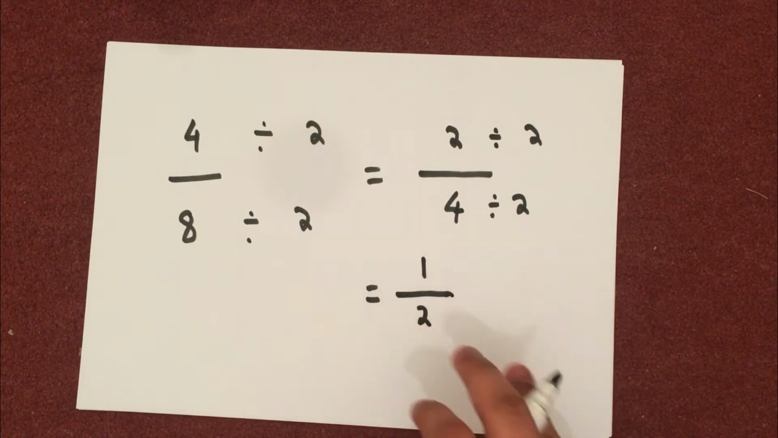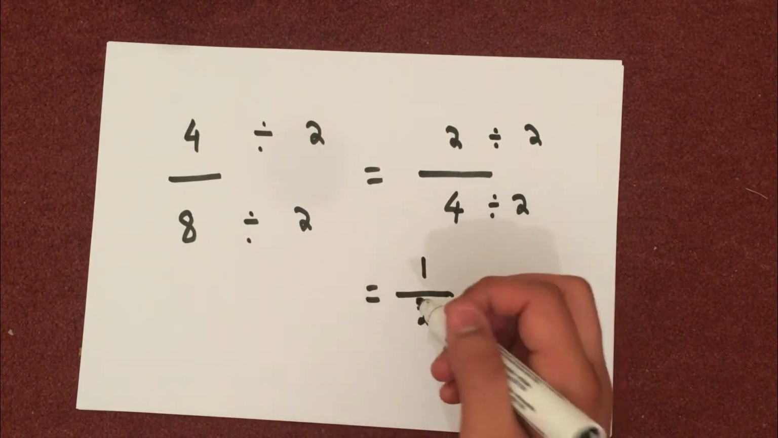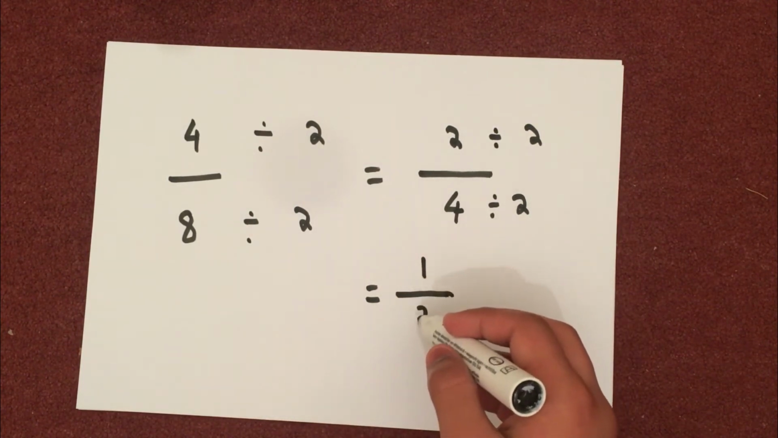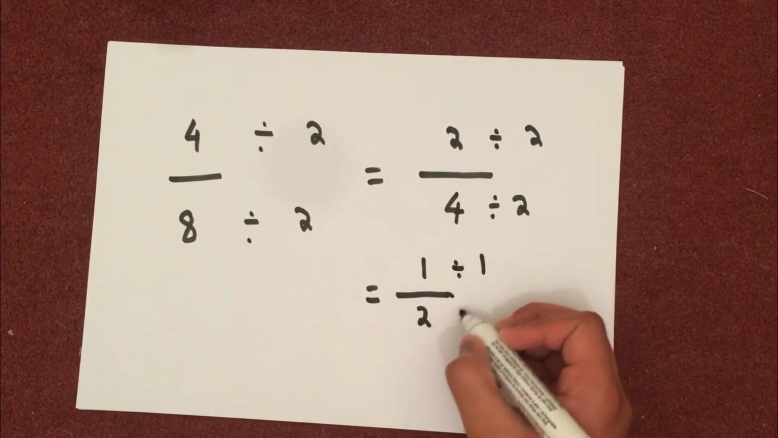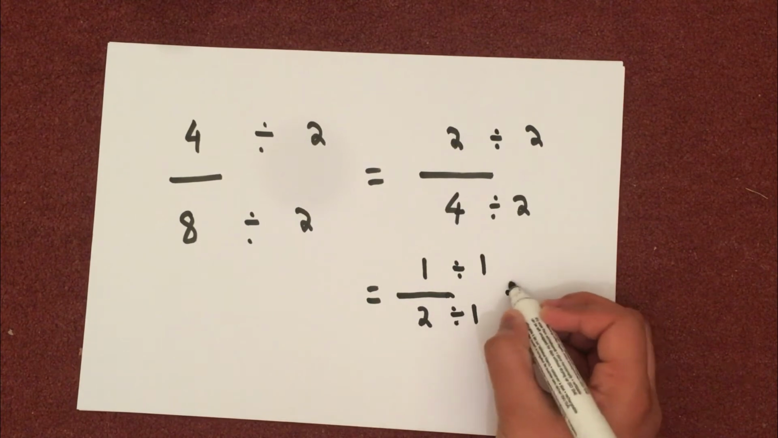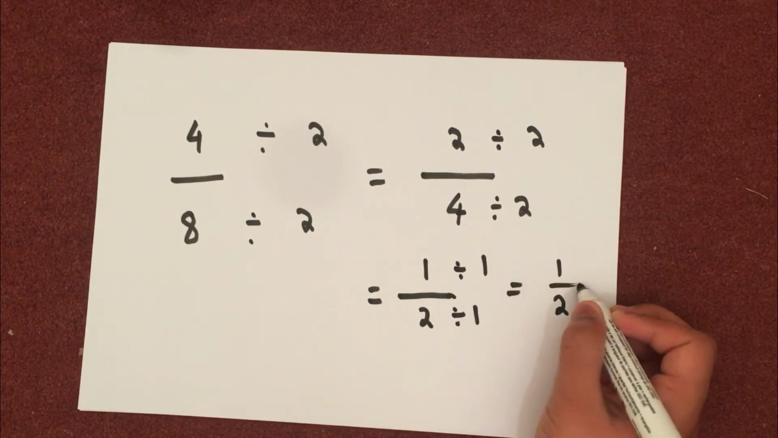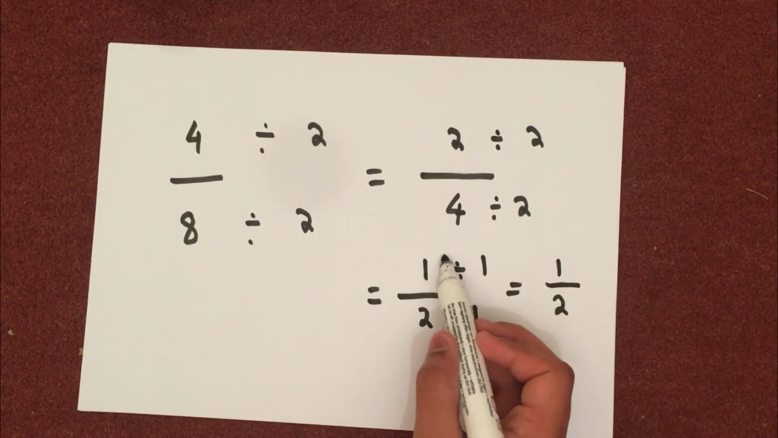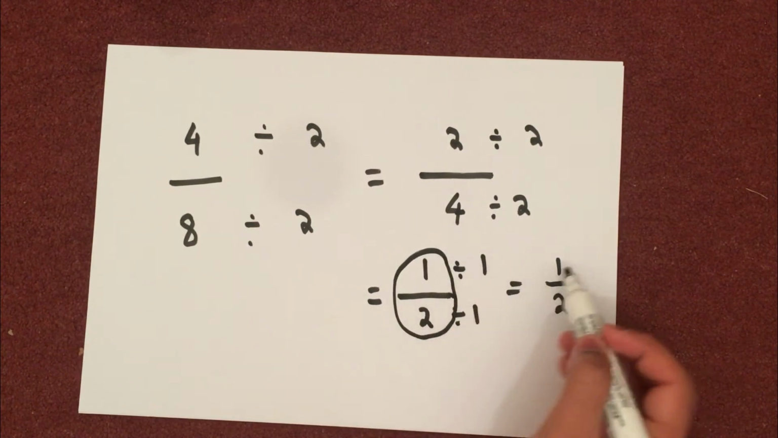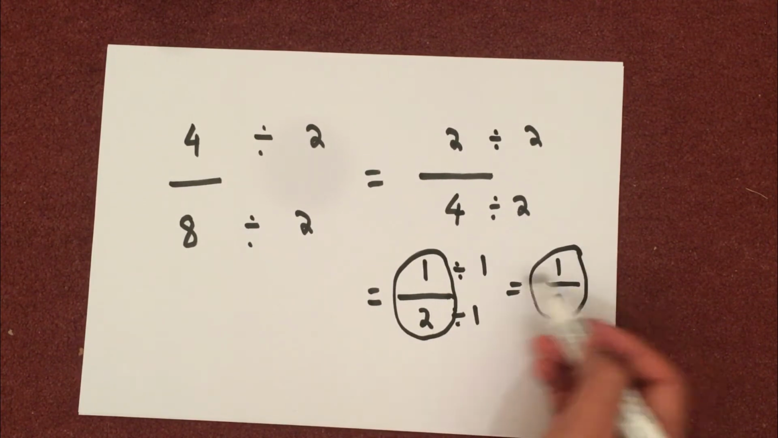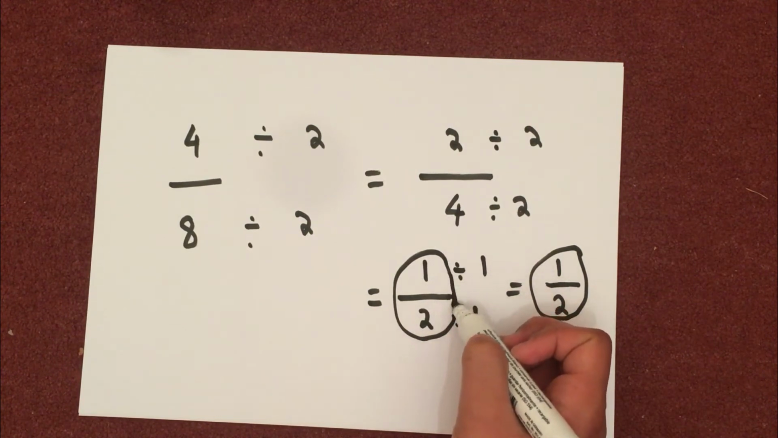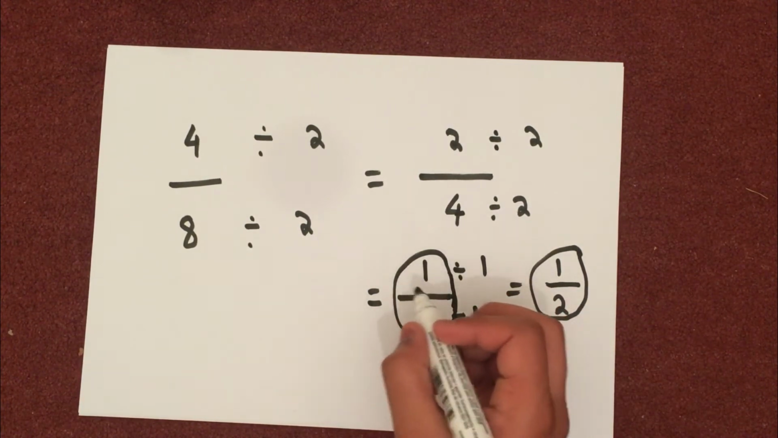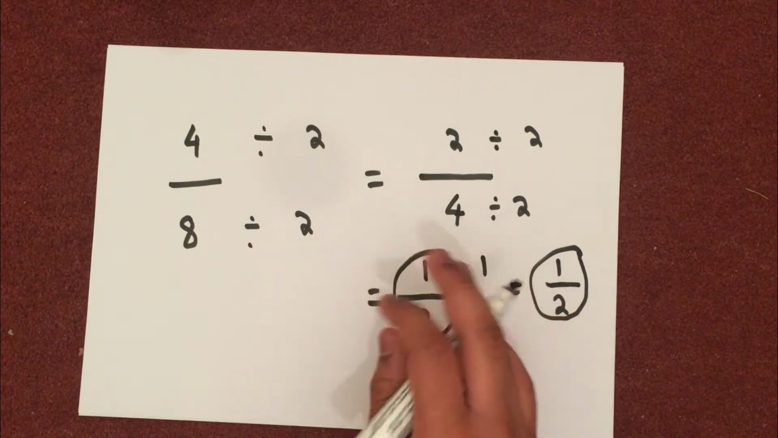Now let's see if we can simplify this any further. The common factors between 1 and 2 are just 1. So if we divide 1 by 1 and divide 2 by 1, we'd get 1 over 2. If you see this, 1 over 2 and 1 over 2, they're both the same, right? Which means that this is the simplified fraction. We cannot simplify this any further and get a different answer.